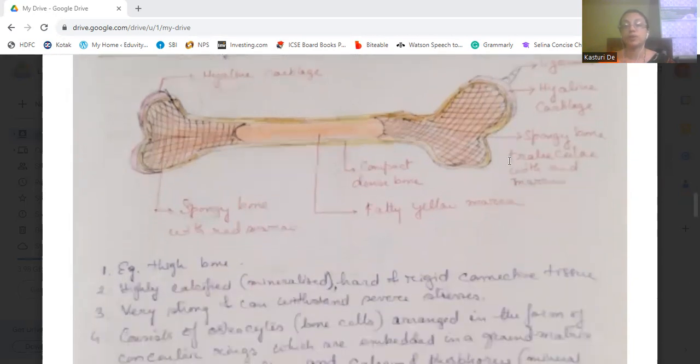Now this bone marrow, the red bone marrow, what do they produce? Red blood cells. And the yellow bone marrow, what do they produce? They produce white blood cells.